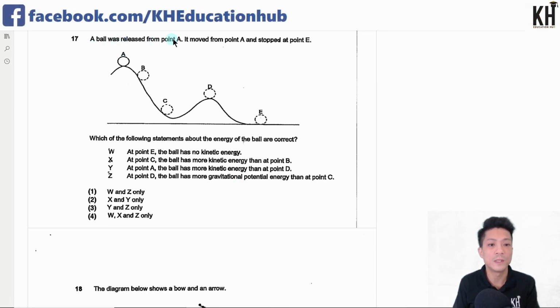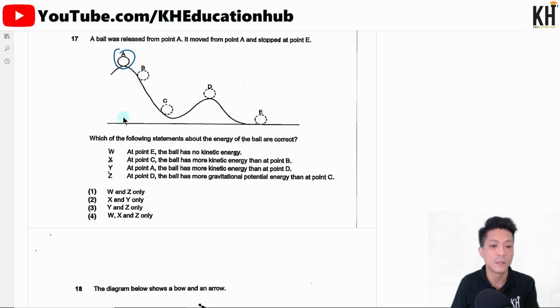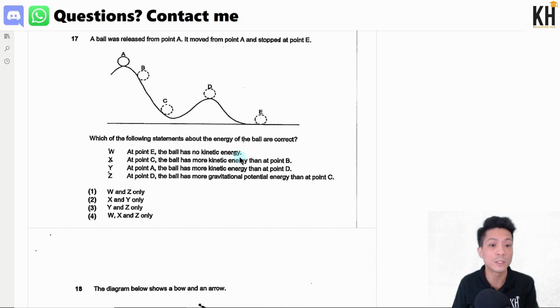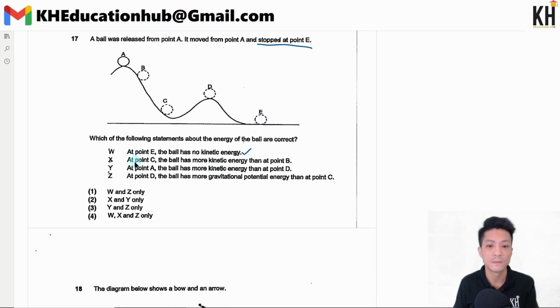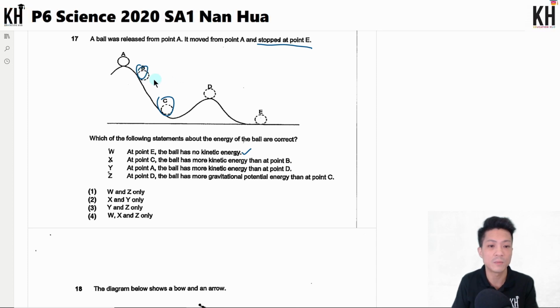Question 17. A ball is released from point A. It moved from point A and stopped at point E. Which of the following statements about the energy of the ball are correct? At point E, the ball has no kinetic energy. Since the question already said that it stopped at E, this statement is correct. At point C, the ball has more kinetic energy than B. Yes, because as the ball rolls down, it will become faster and so it will have more kinetic energy.